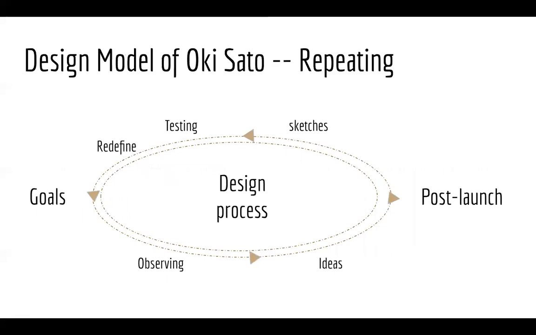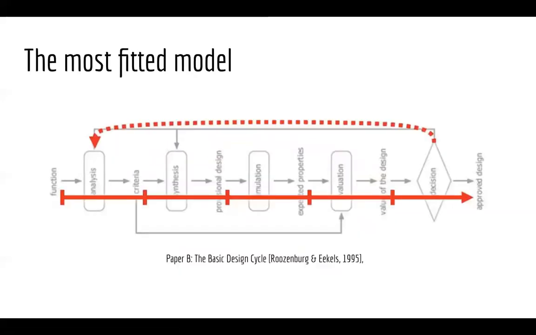We think the key point of Oki Sato's model is repeating. As he said, when you repeat things, you will start to notice a slight difference in everyday life. So we drafted a design model from his descriptions. Then we found the model from paper B. The basic design cycle is more fitted to Oki Sato's design model. They both repeat back and forth during the design process.